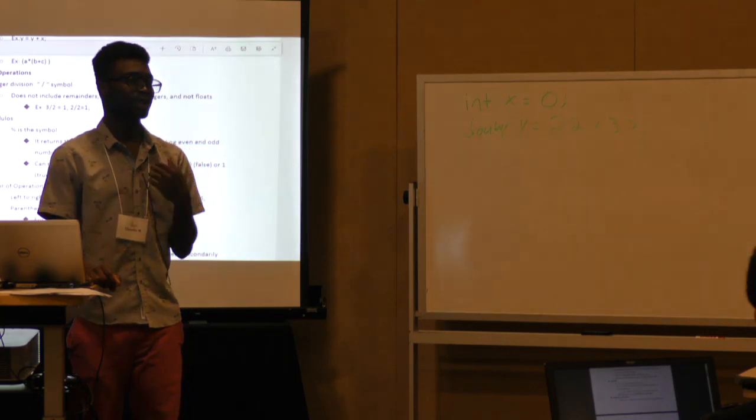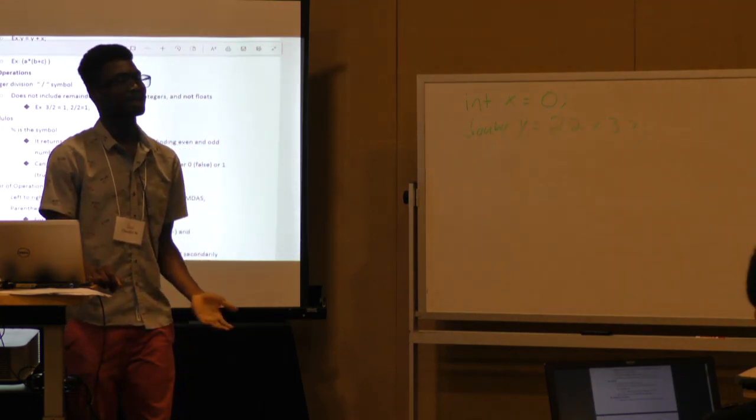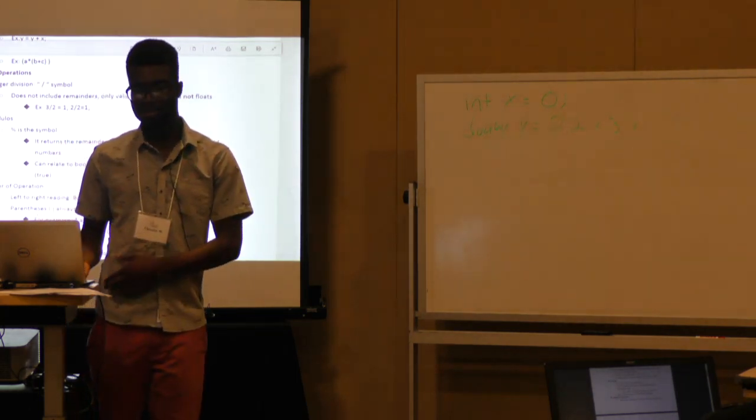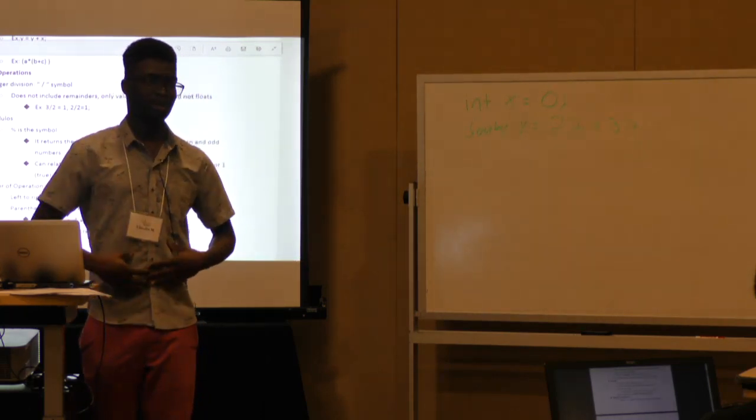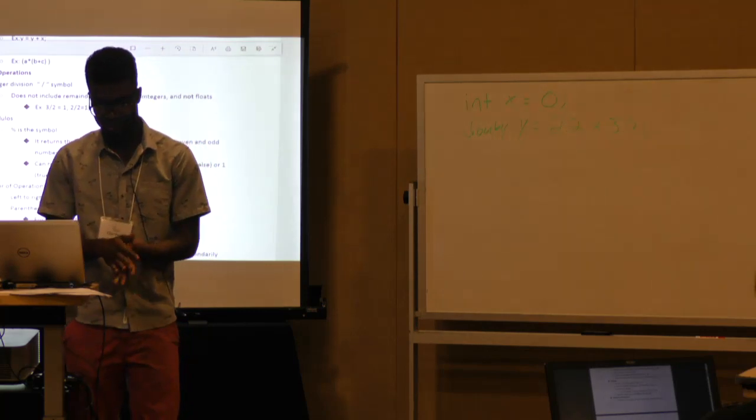Now, if you decided you do need a decimal place, then we can look back at our other data types such as floats and doubles. There we can use division the way that we traditionally understand it.